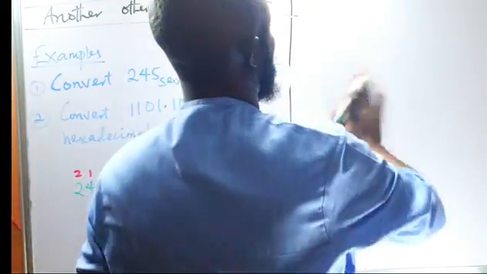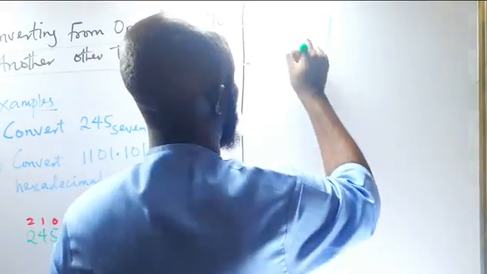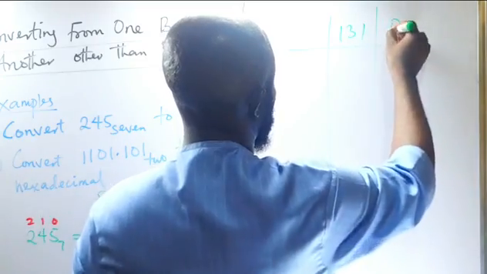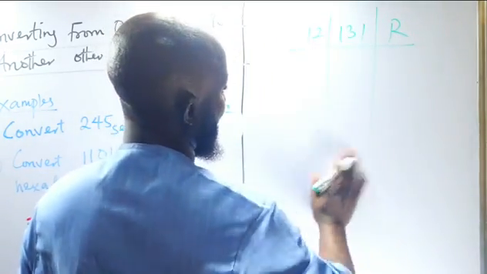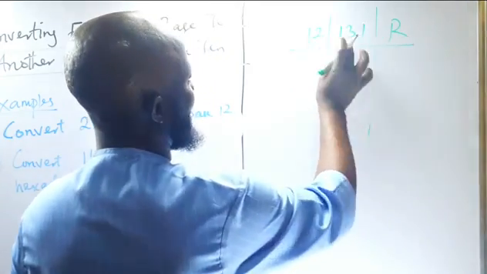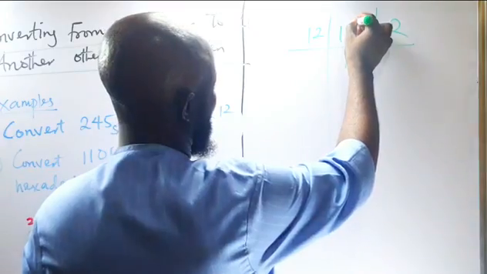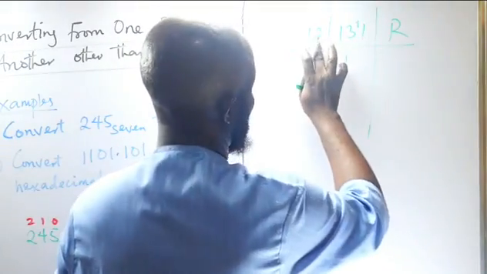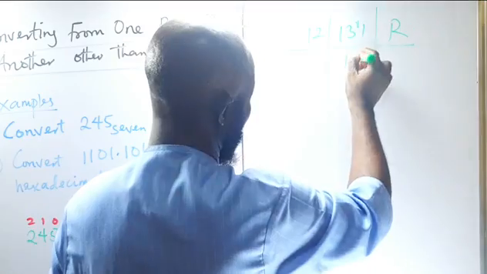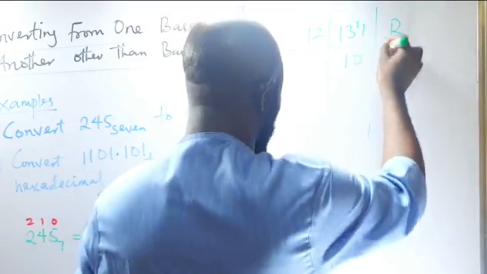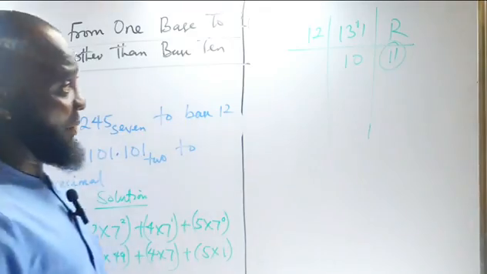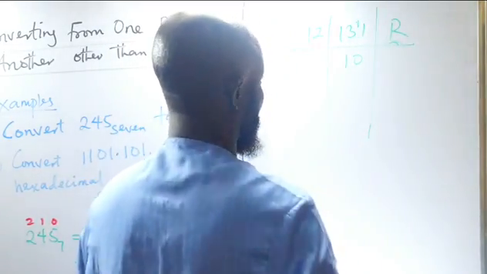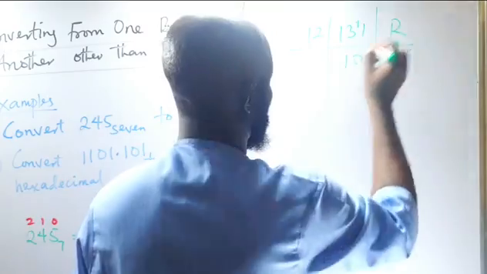So we now come here, the normal process. It's the same thing. We have 131 with 12 here. 12 in 13 is 1, remainder 1. Then 12 in 11 is 0, remainder 11. If you write this down, what do you write to replace 11? It is B.